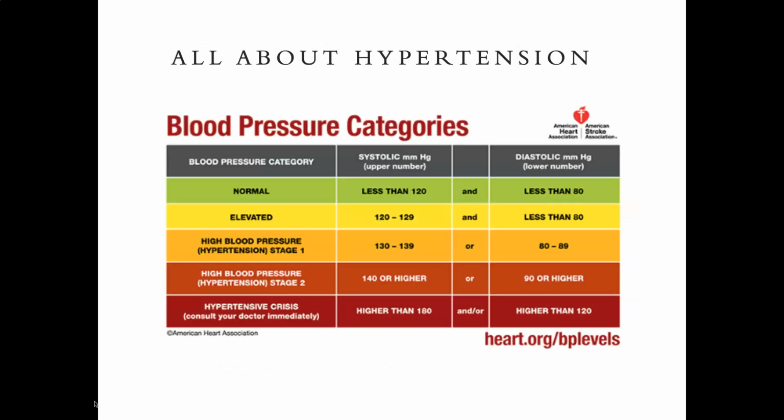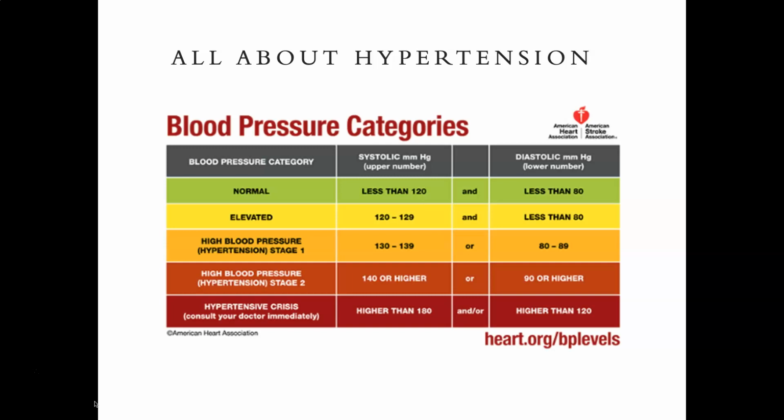All right, so hypertension. Why talk about hypertension? What is hypertension? Is it important? All those types of things. Well, let's talk about it. There are different categories, and you can see here that it gives you systolic and diastolic. Your blood pressure is a number over a number. That's your systolic over your diastolic.